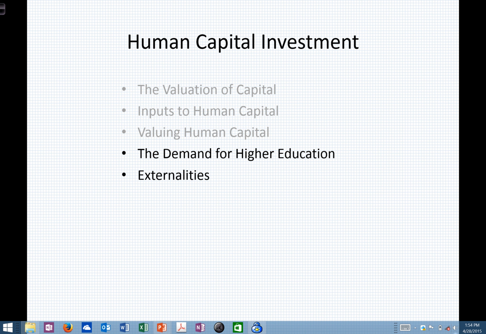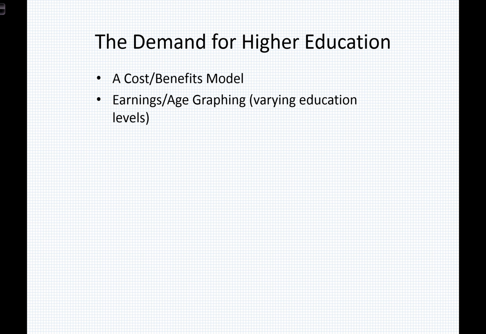But I'd also like to take a look at externalities. Externalities being the unintended consequences of economic transactions, or frankly, any action or transaction. To do this, I want to start by looking at a cost-benefits model where we're looking at earnings over some period of time, earnings that we might have had without our education versus earnings that we might have had with education. And earnings in this case is going to be an aggregate value.